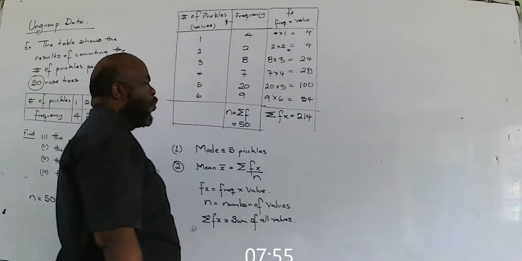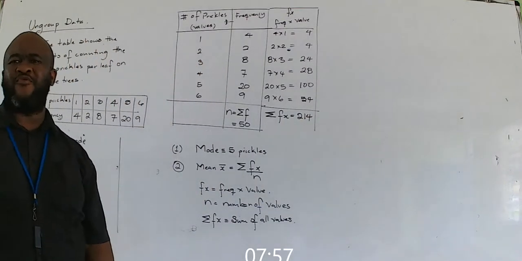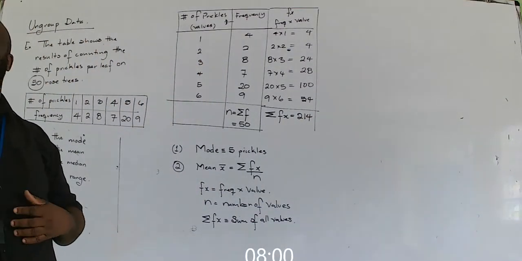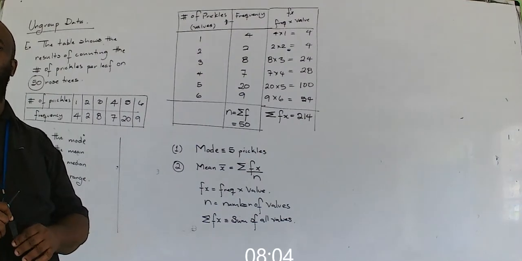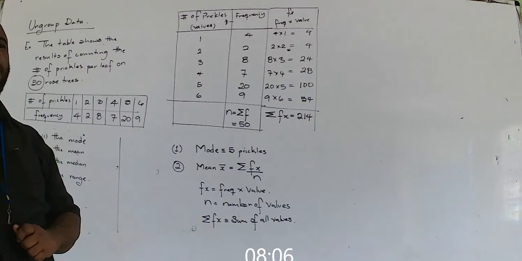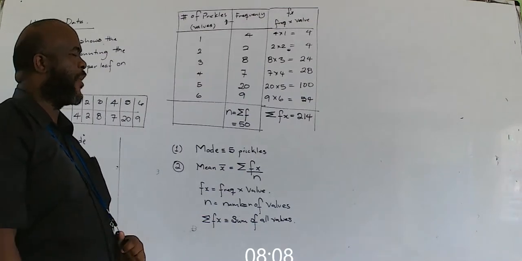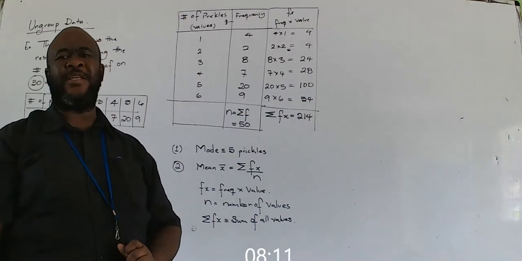214. Who can tell me what that 214 represents? It's the sum of all of the what? Prickles. It is the sum of all of the prickles. Can I tell you why the multiplication? The multiplication is done as a shortcut for addition.